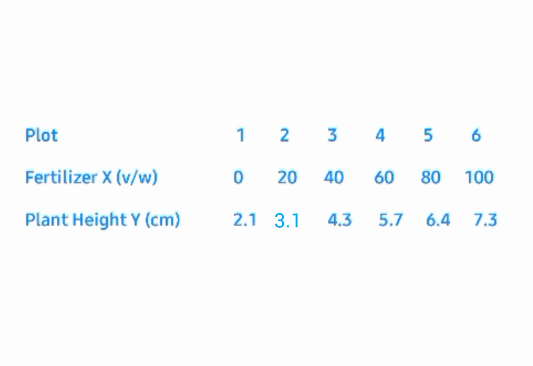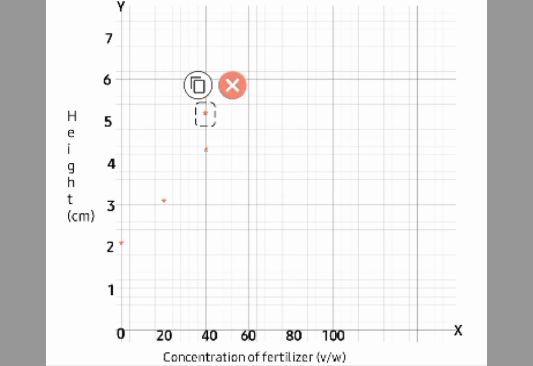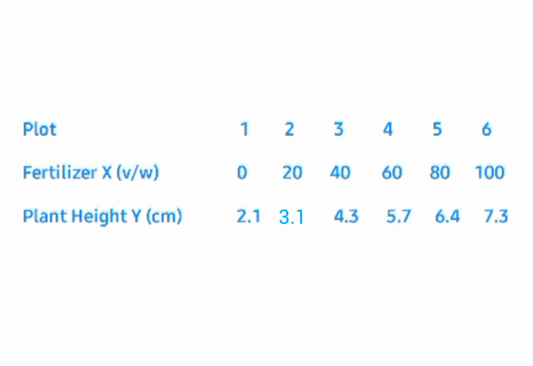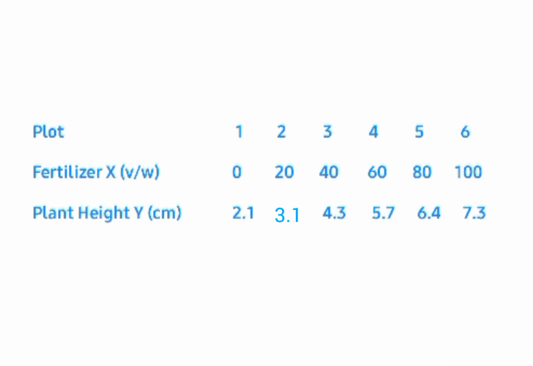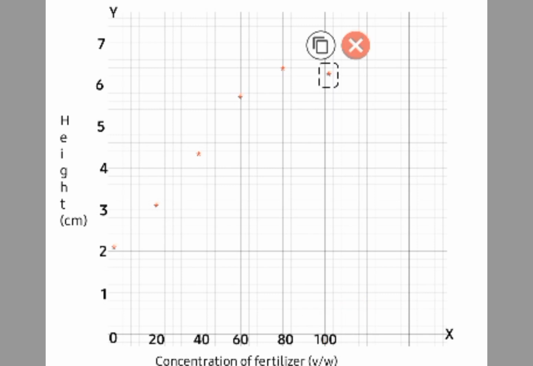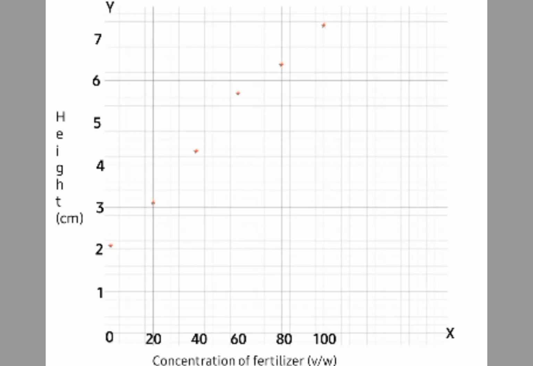When x value is 60, y value is 5.7. 60, 5.7. When x is 80, y is 6.4. I have 80 to 6.4 here, right? When x is 100, our y value is 7.3. 100 here, 7.3, somewhere around here. We succeeded in answering the first question, which asks us to plot the observed data values.